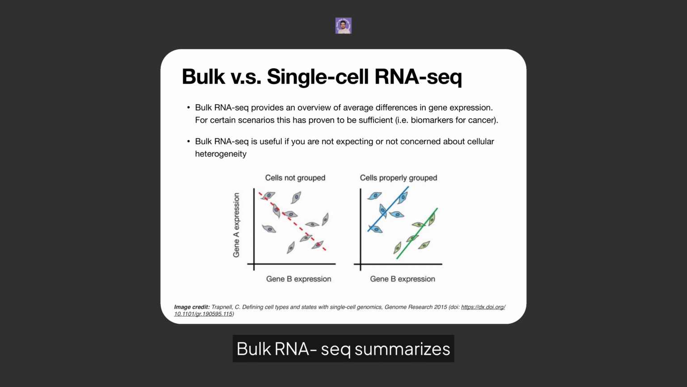Bulk RNA seq summarizes expression across many cells, which is efficient when cellular heterogeneity is not a concern. However, averaging can mask distinct subpopulations. Single-cell approaches group cells by their profiles, allowing us to resolve underlying structure that bulk data cannot reveal.